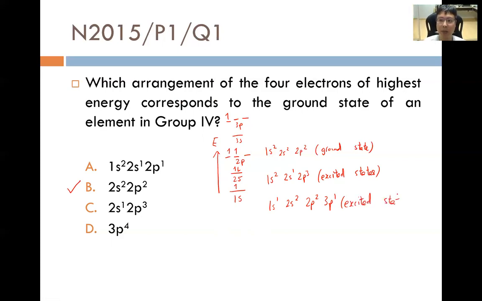Okay, so just to remind you again, when I promote electrons from the ground state, from a lowest energy orbital to a higher energy orbital, I would always arrive at an excited state. And there are infinite numbers of possibilities of excited states because I'm free to promote it to whatever higher energy orbital that I would like to.